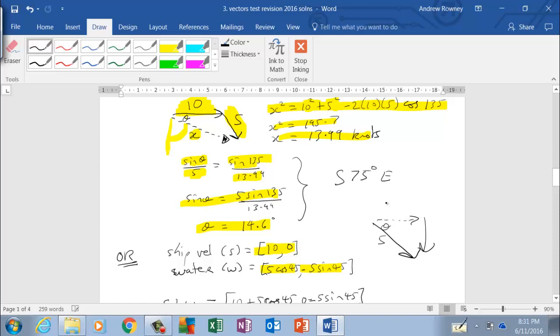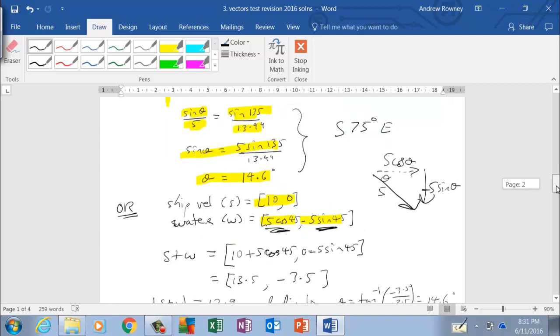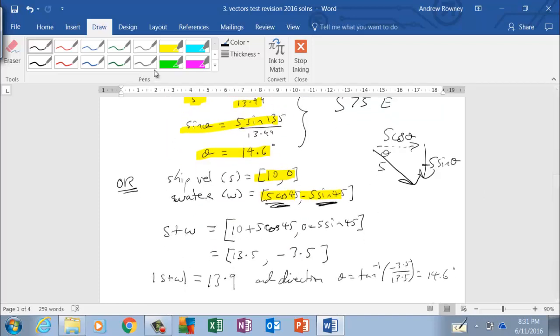This is theta, so this is 5 cos theta, and theta is 45, and this side is 5 sin theta. Because it's going down, we put a negative there. So that's where this is, except with thetas we're just putting the 45s in. Now we can add these two vectors, s plus w, so we've got 10 plus that, and 0 minus that. Put in the calculator, we get those two values.